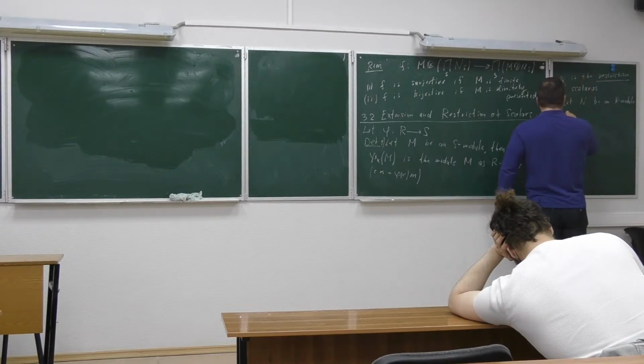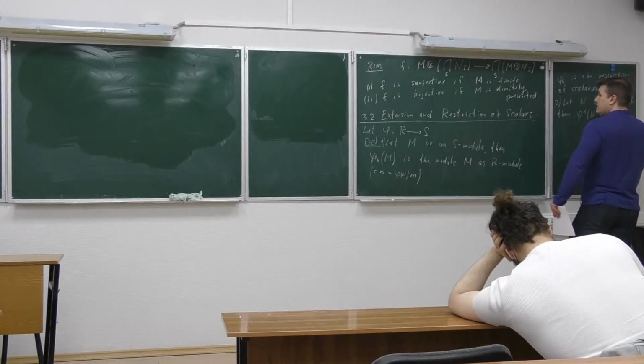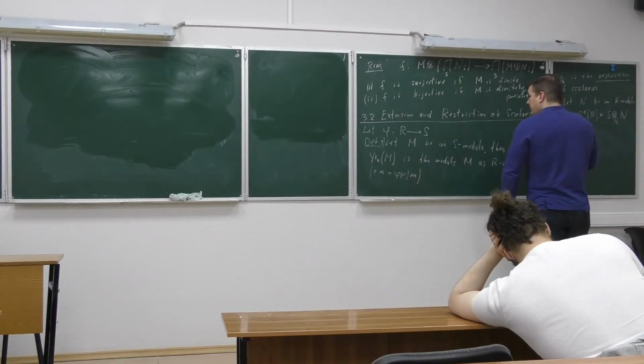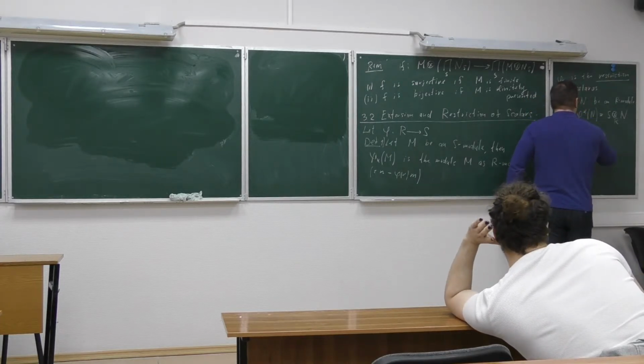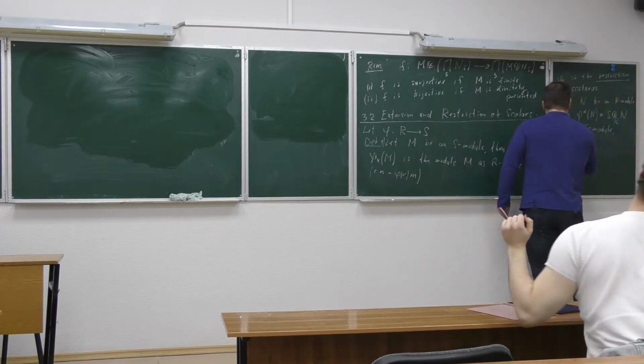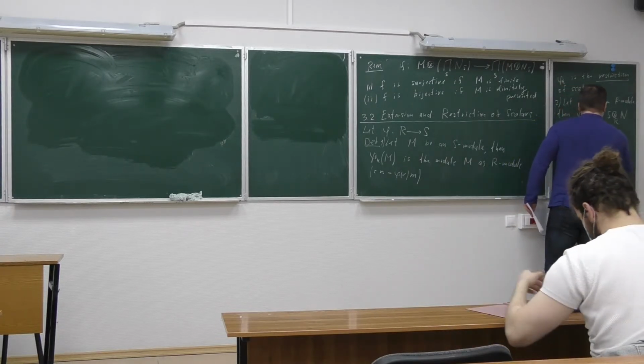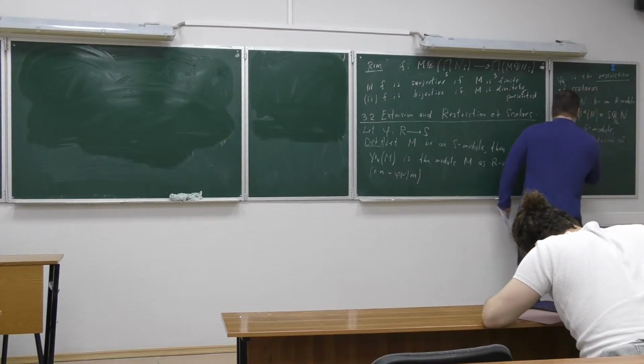So then phi upper star of N. This is by definition, I take this module N and then take the tensor product with S. And phi upper star of N is an S module, and this is called the extension of scalars.